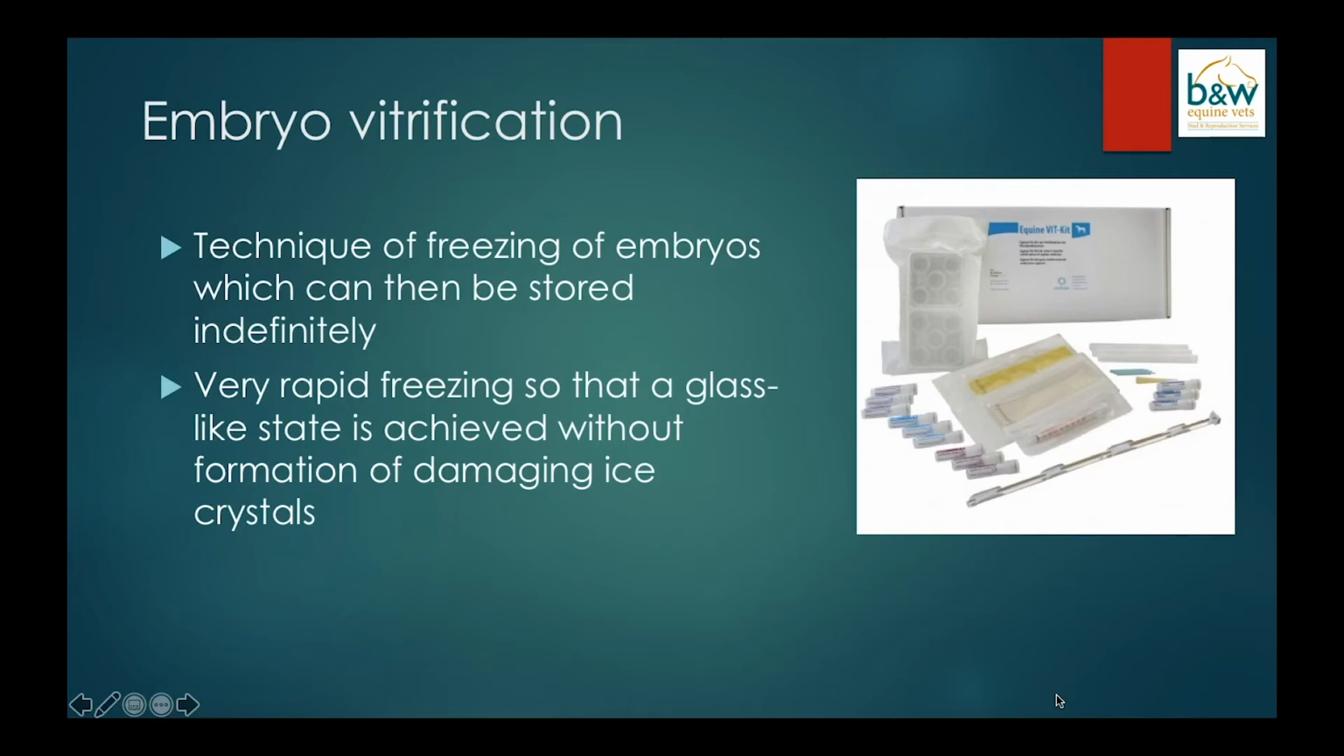So when we're talking about flushing embryos, another option is to freeze or vitrify that embryo. And those frozen embryos can then be stored in liquid nitrogen indefinitely until they are transferred to a recipient mare. So vitrification is a technique that's a very rapid freezing process to achieve a glass-like state without the formation of ice crystals, which would damage that embryo.